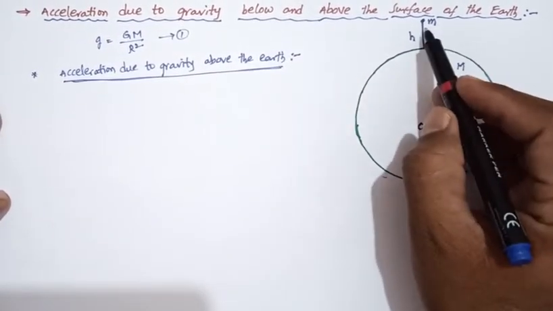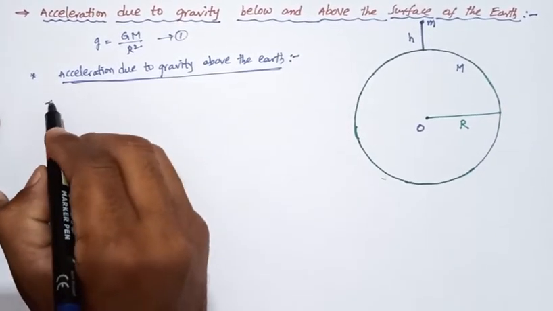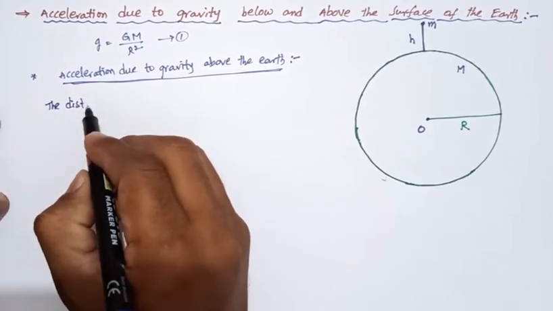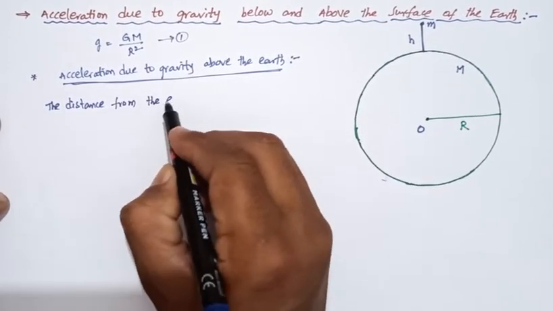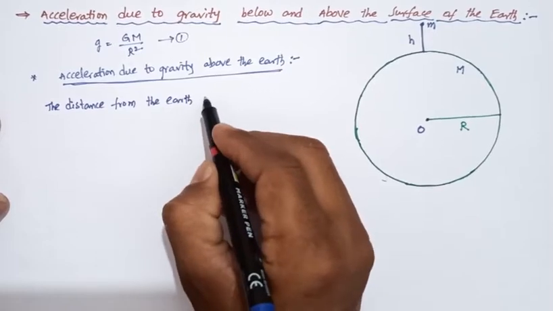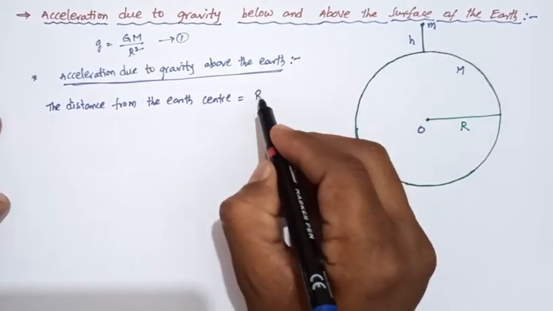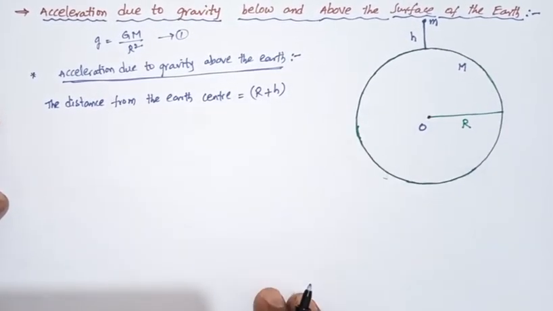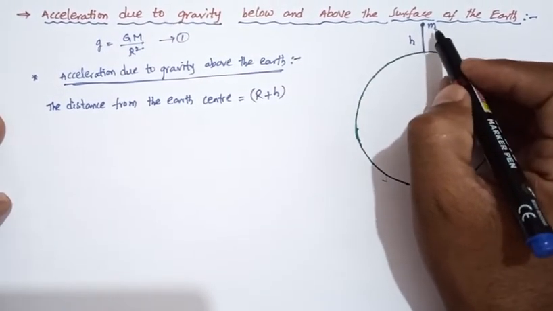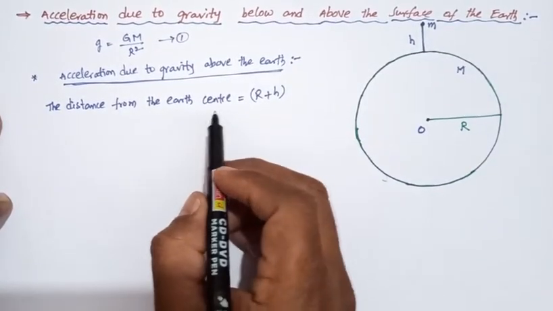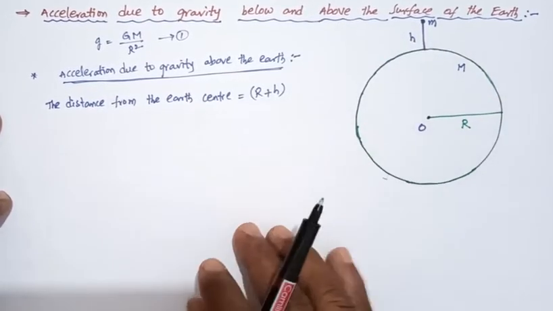So what is the total distance from the center of the earth? The distance from the earth surface to the earth center equals R plus h. So it is R plus h. The point mass we consider is m. The distance of the point mass from the earth center is R plus h.